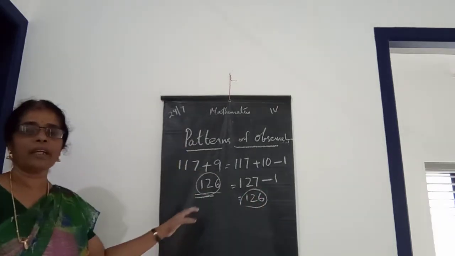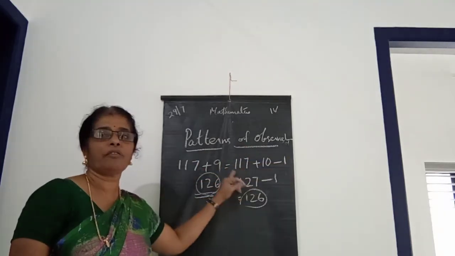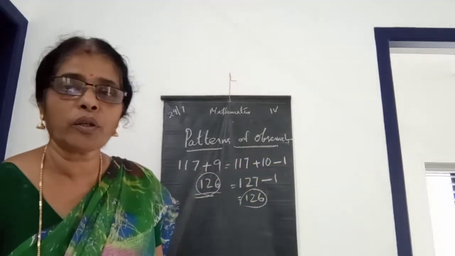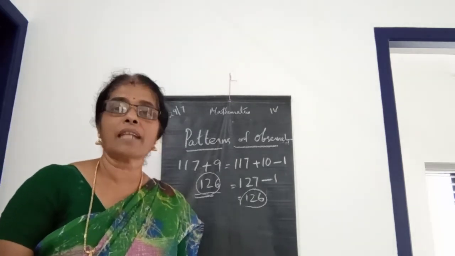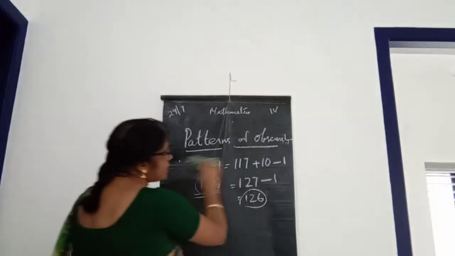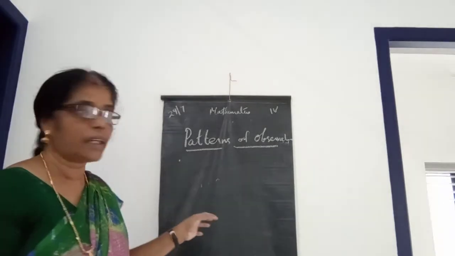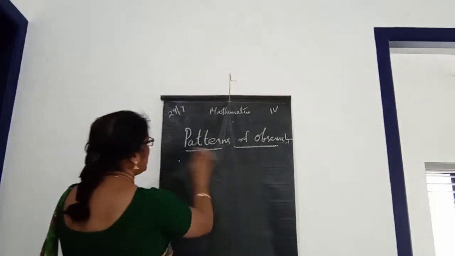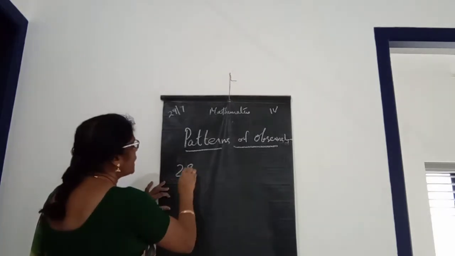But the easy way, you can do it verbally, using these patterns of observation. So you can make use of the patterns of observation for finding the answers and doing calculations very easily. Easy way to find out the problems. Okay, then another one, we can take this number or another number.